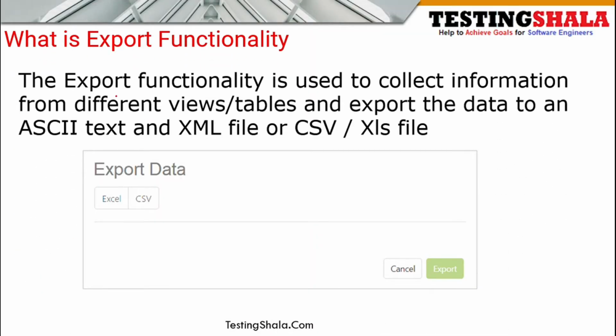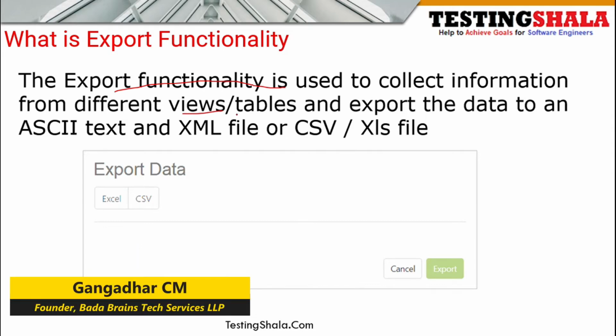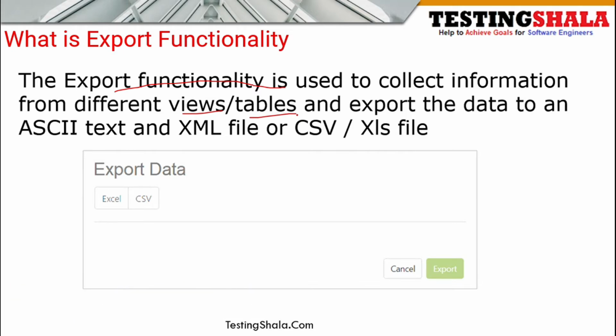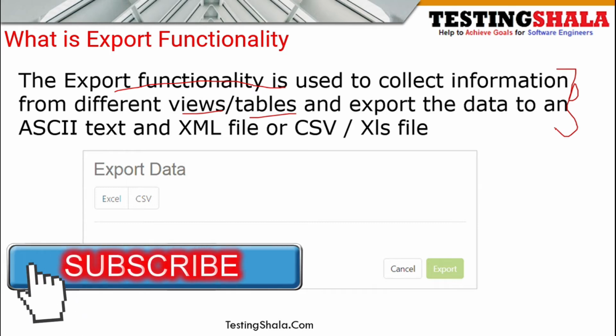Normally, export functionality is used to export the information available in the database, either in the form of views or tables, into a different file format. It can be CSV, Excel, XML, or whatever format you want to export. Export functionality is used in bank systems, e-commerce systems, or wherever a large set of data has to move from one place to another, so it will be implemented in most applications.